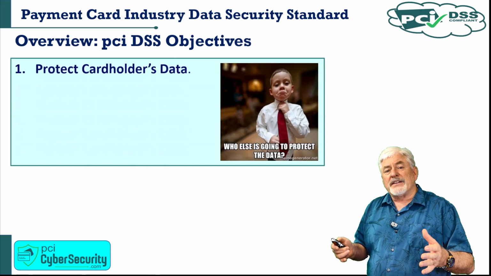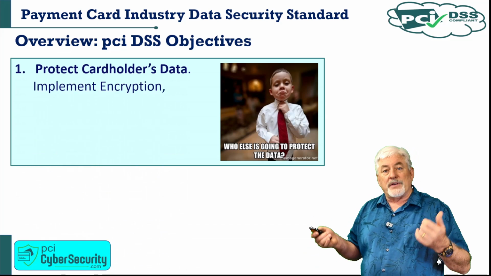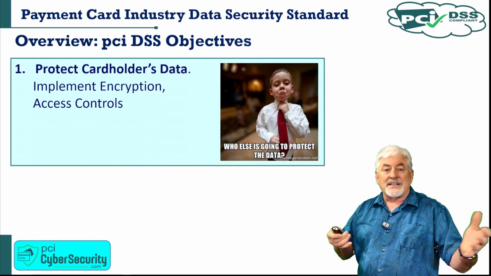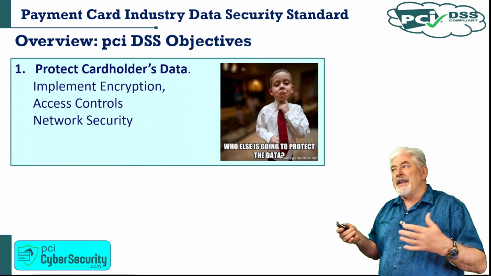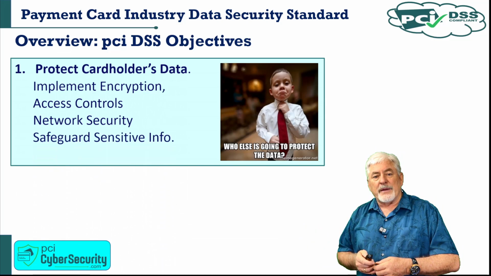So let's go over the objectives that were put in place for the PCI DSS. The first objective was to protect cardholder data. We can do that through encryption. We can do that through access controls, in other words, who has access to touch data, network security, and also safeguarding sensitive information.